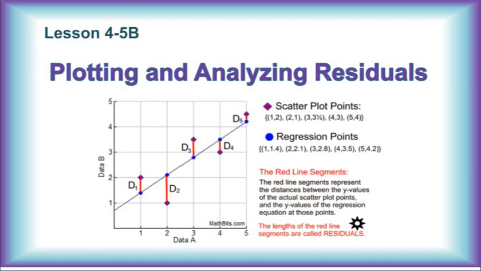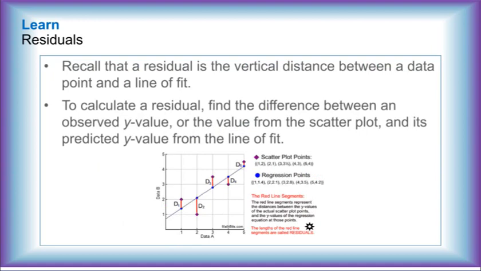Lesson 4-5B, plotting and analyzing residuals. Recall that a residual is the vertical distance between a data point and a line of fit. So if you look at the diagram here, where you see the D, that would be the distance of a point to the line, and that is the residual. To calculate a residual, find the difference between an observed y value, or the value from the scatter plot, and its predicted y value from the line of fit.